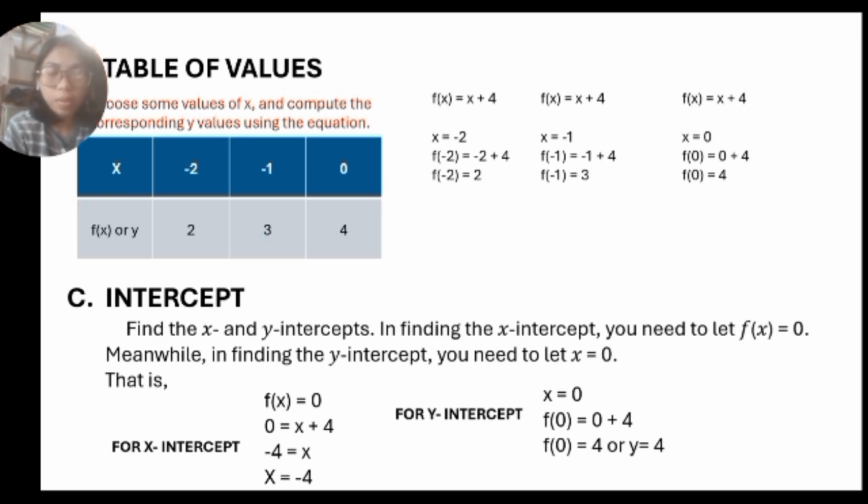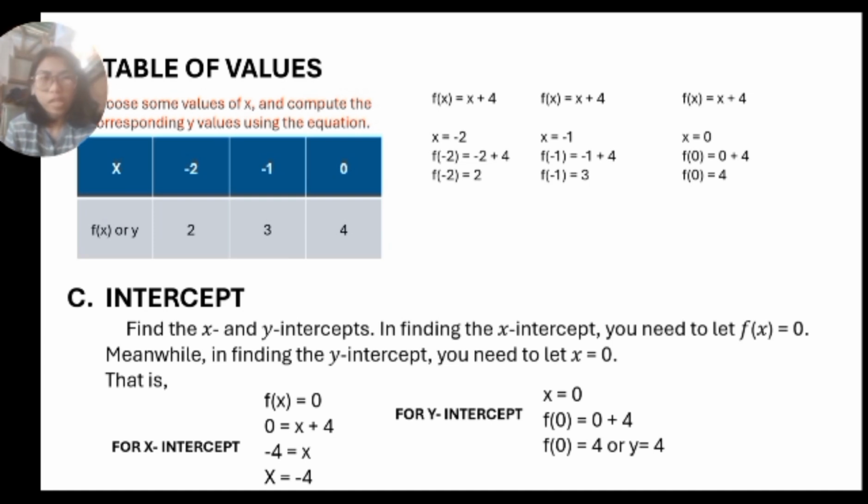Sunod kay letter C, intercepts. So find the x and y intercepts. So sa pagpangita sa x-intercept, we need to let y as 0. While in finding the y-intercept, we need to let x be 0. So ang y natong gi-set kay 0. So atong answer for x-intercept is -4. While for y-intercept, atong answer diri is 4.